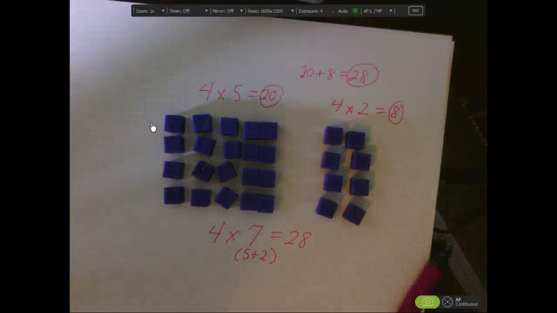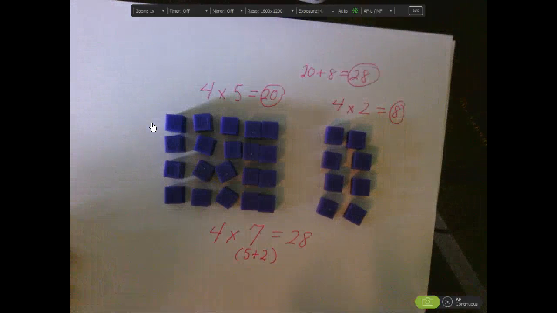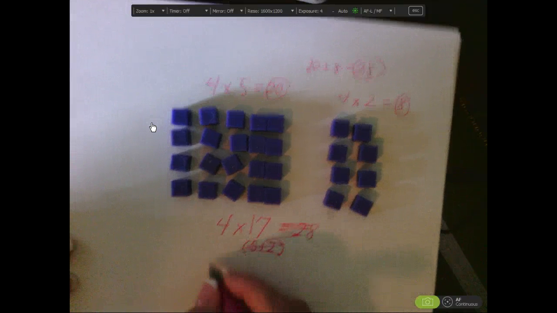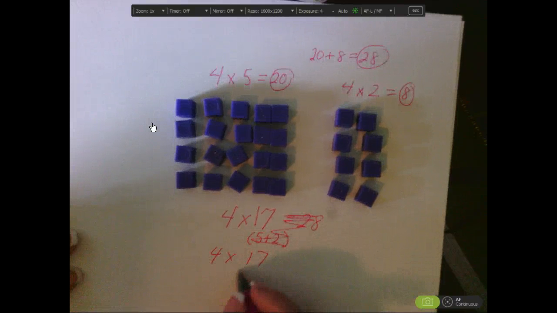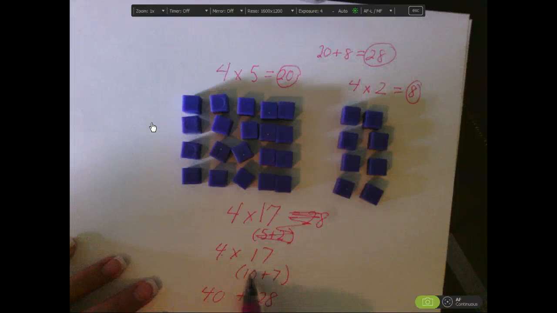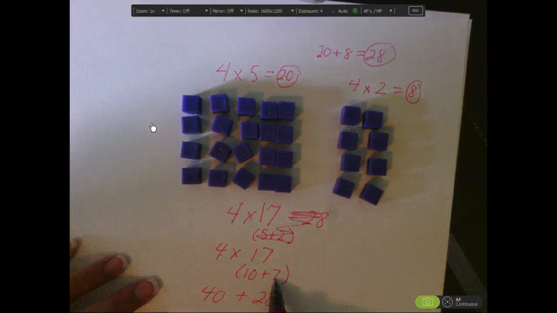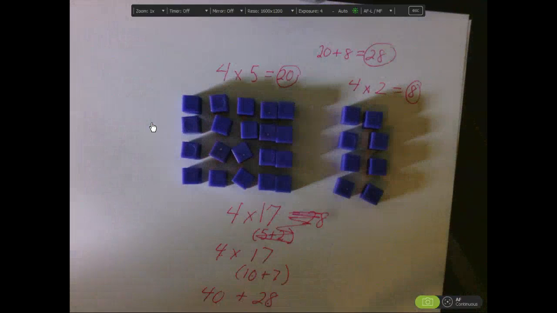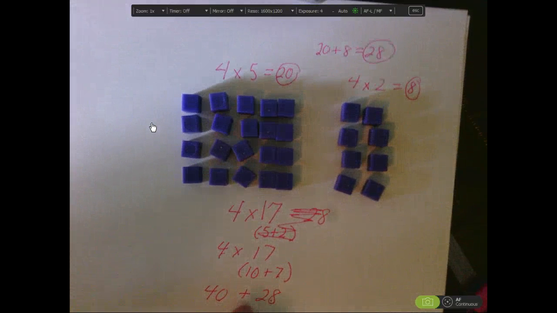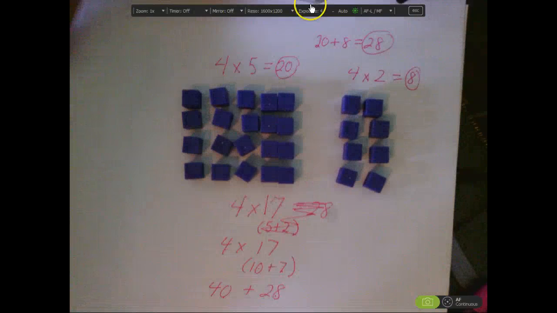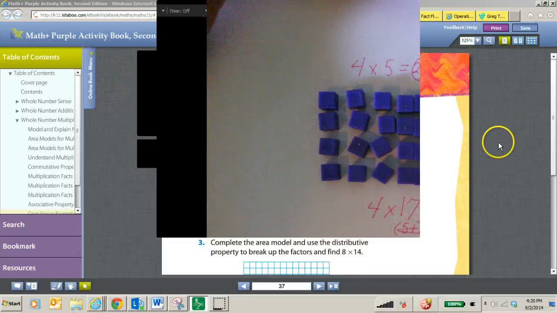This works with all numbers regardless of their size. If I had 17, I could have broken that number down a different way. I could have said 4 times 17, well, I know that's a 10 plus a 7, and I can break numbers apart and say 40 plus 28, because 4 times 10 is 40, and 4 times 7 is 28. And I could easily add those together to get my final product. We want students to be flexible thinkers, and this is how they become fluent with their facts. Not with flashcards, but actually with applying their math and using these strategies.